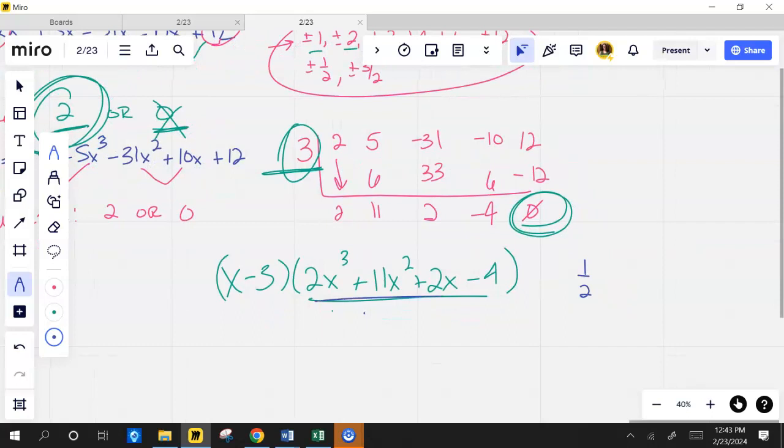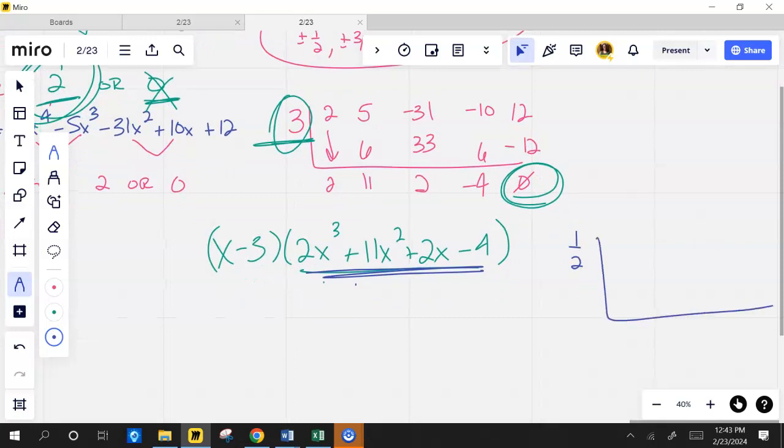But this time, I'm only going to use this part. So I've cut my work down a little bit, right? 2, 11, 2, negative 4. So 2, 1, 12, 6, 8, 4. Did it work? Yes.